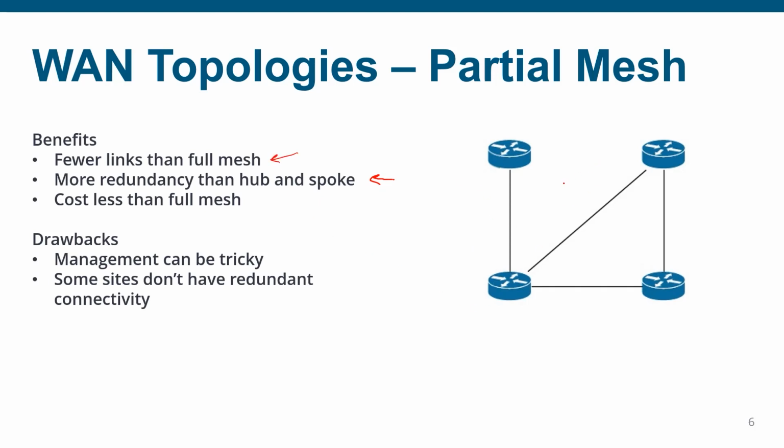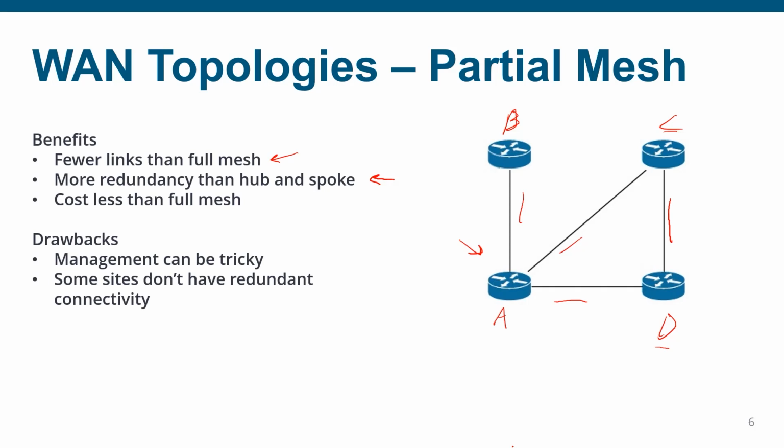Given our 4-node example here, we have our 3 links from our hub and spoke, and let's say we've got node A, B, C, and D. And C and D we found are talking very often, so we decided to put a link between them so that they don't have to go through the hub.